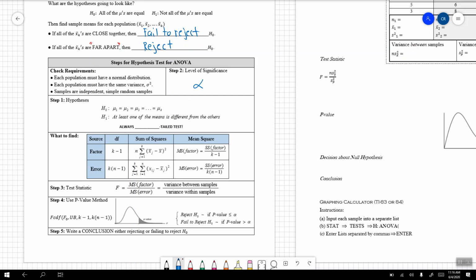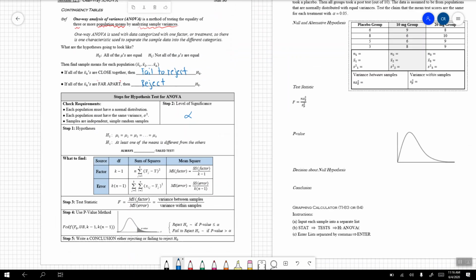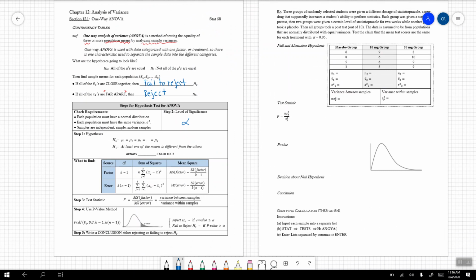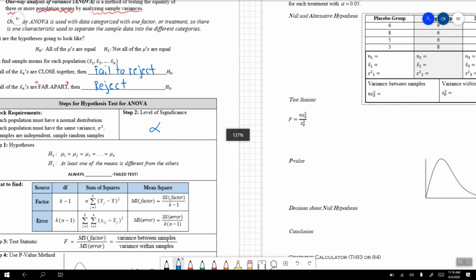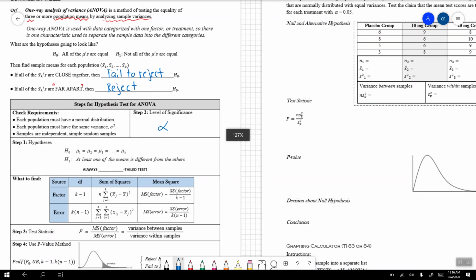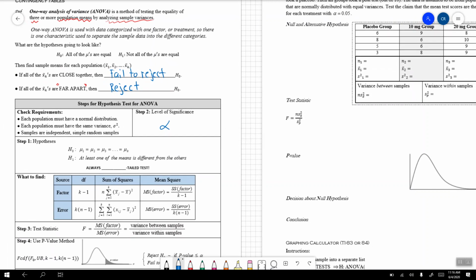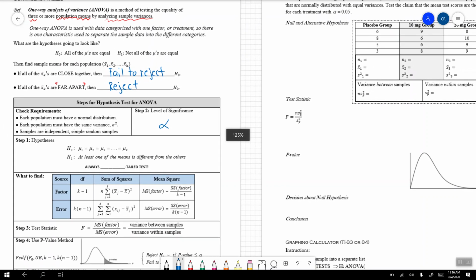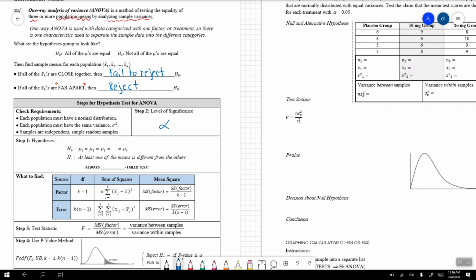Step 1, hypotheses. This is what we were looking at right up here when we were talking, what we were looking at in the beginning, when we were looking at the hypothesis up here. All the population means are going to be equal, and the alternative hypothesis says that at least one of the population means is going to be different from the others.